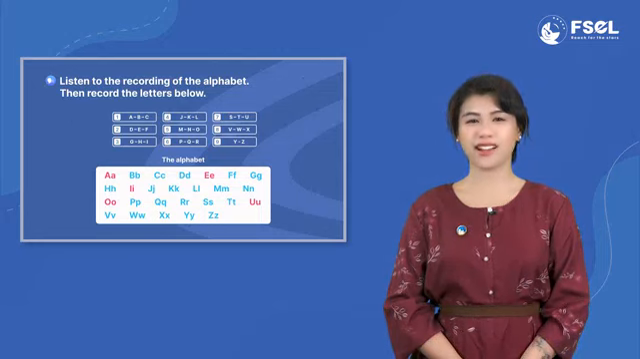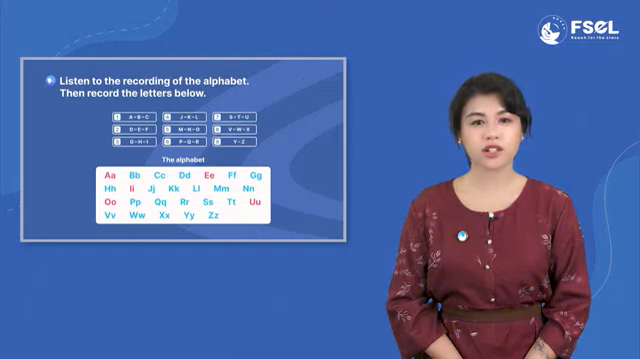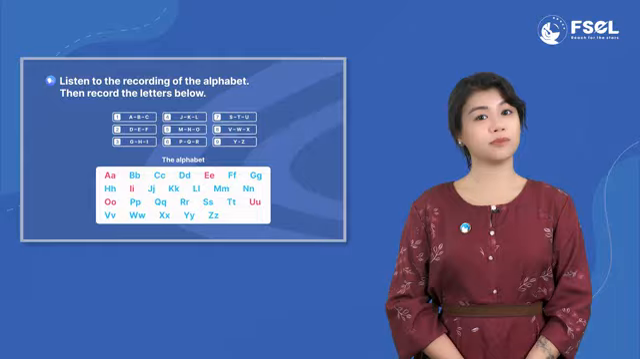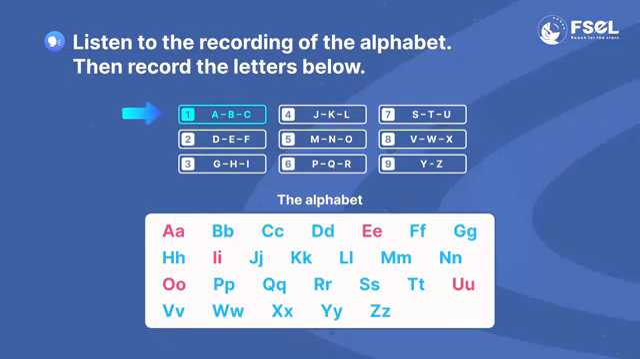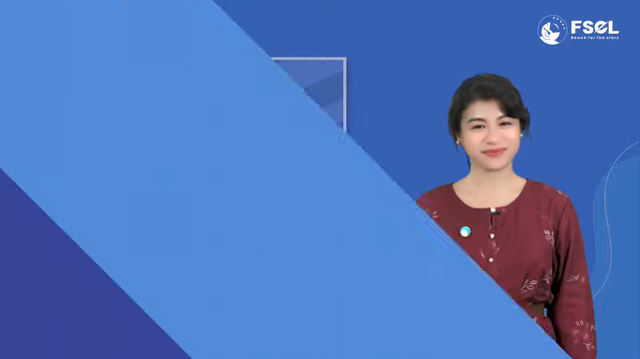Listen to the recording of the alphabet. Then, record the letters for each number. For example, in number 1, we should record A, B, C. Now, it's your turn.